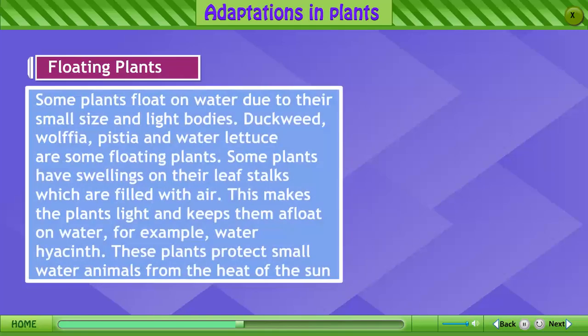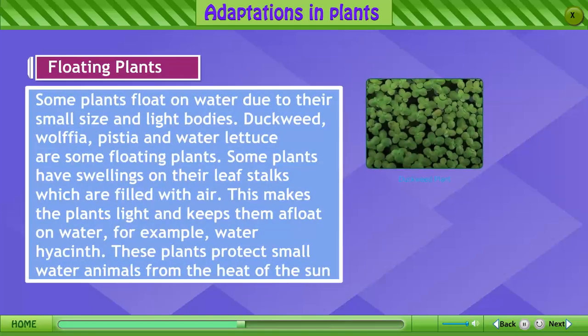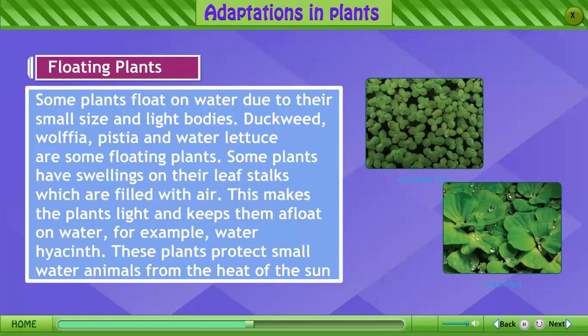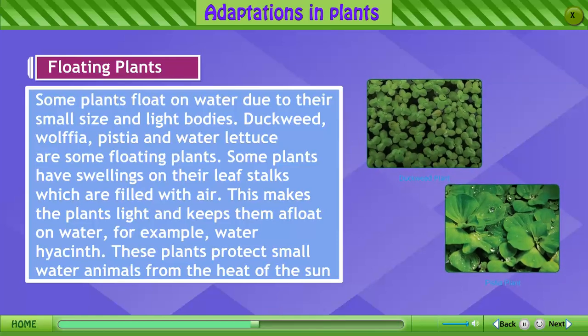Floating plants. Some plants float on water due to their small size and light bodies. Duckweed, Wolfia, Pistia, and water lettuce are some floating plants. Some plants have swellings on their leaf stalks which are filled with air. This makes the plants light and keeps them afloat on water. For example, water hyacinth. These plants protect some water animals from the heat of the sun.